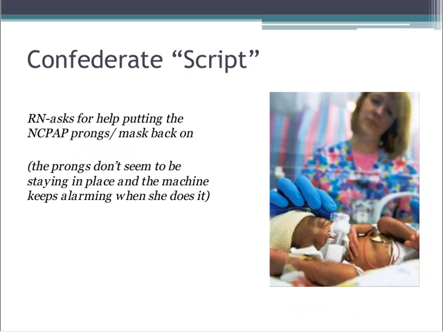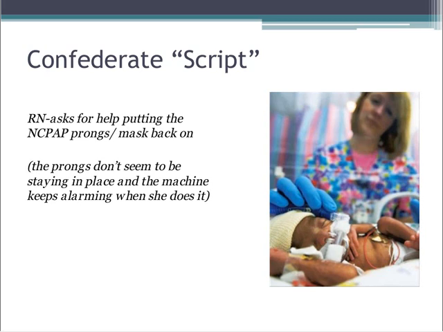And the script for the nurse, and I just want to make sure the term confederate is something that we use in simulation. It's actually a psychology term used for an actor or actress who is in a scenario that is going to play a critical role in making sure that things happen the way that they need to.